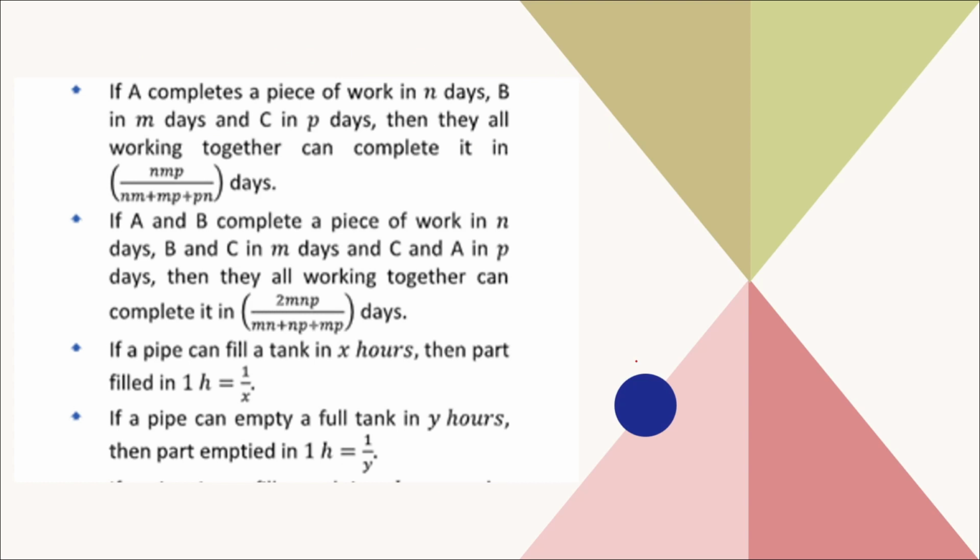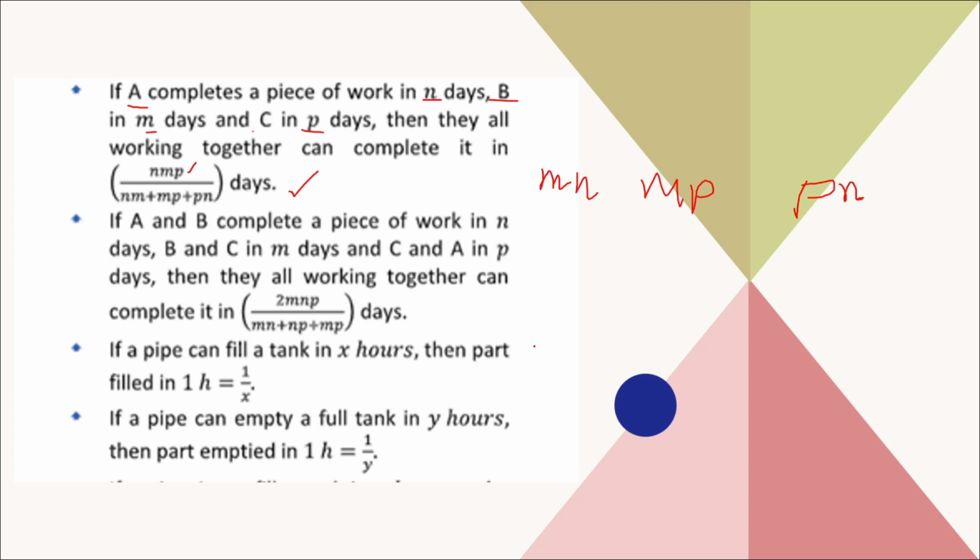Now see the next one. Here they have taken a third person also, so there are three people working: A, B and C. A takes n days, B takes m days and C takes p days. The formula is quite similar to the previous one. Look at the denominator: we take the multiplication of the days of all three people, so m into n into p. And in the numerator I'll make a combination: mn, mp and then pn. This is the combination which we are going to do. In this way you can remember the formulas.